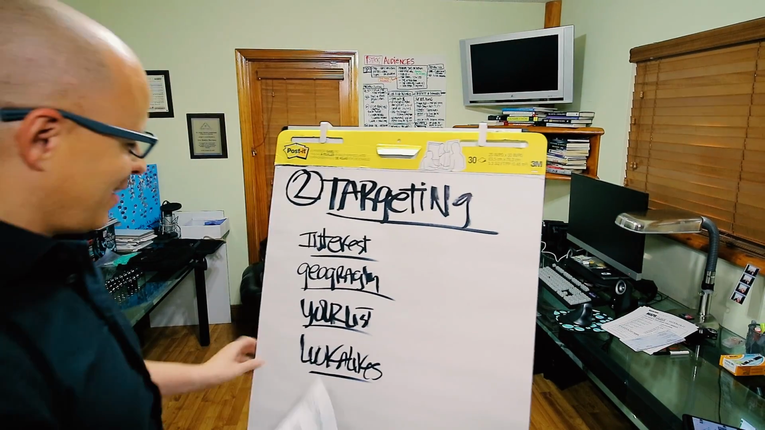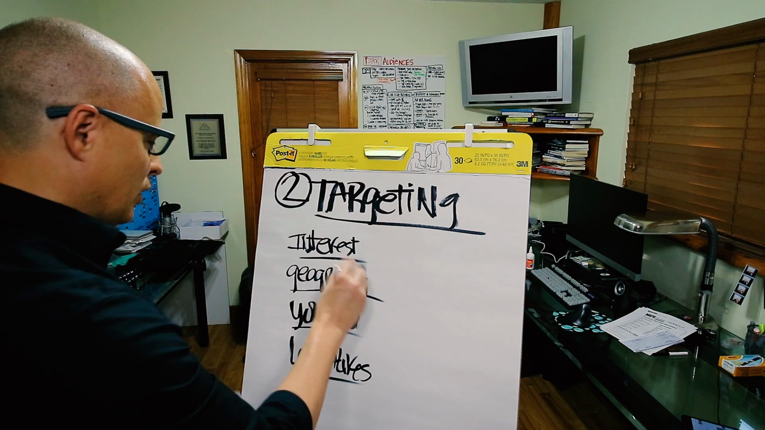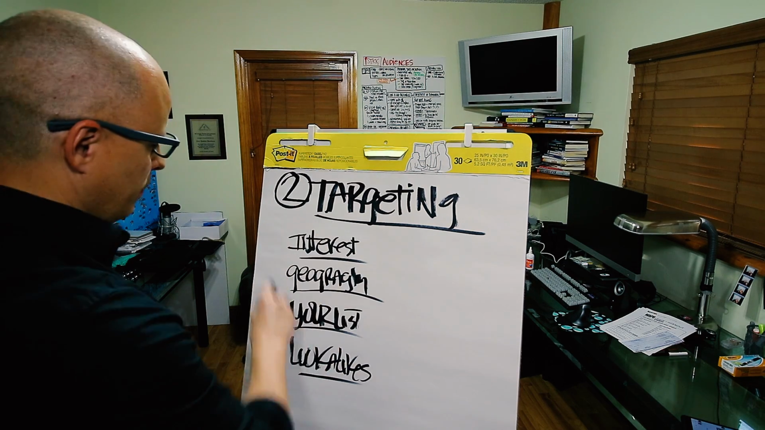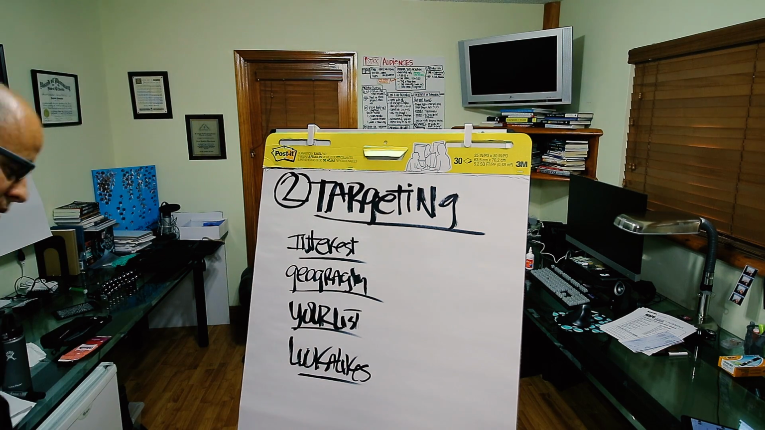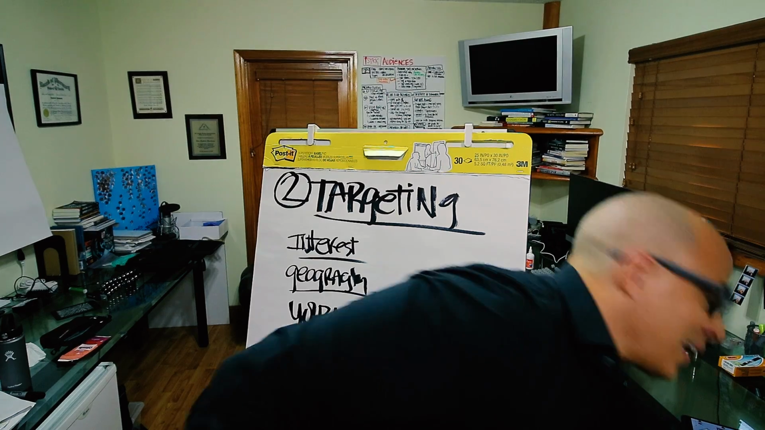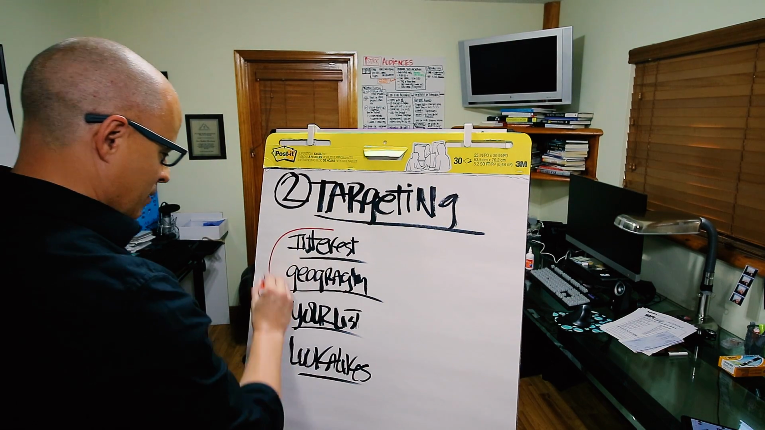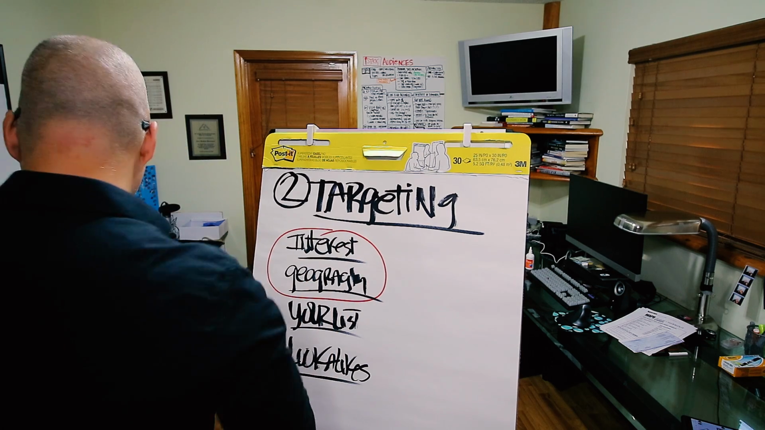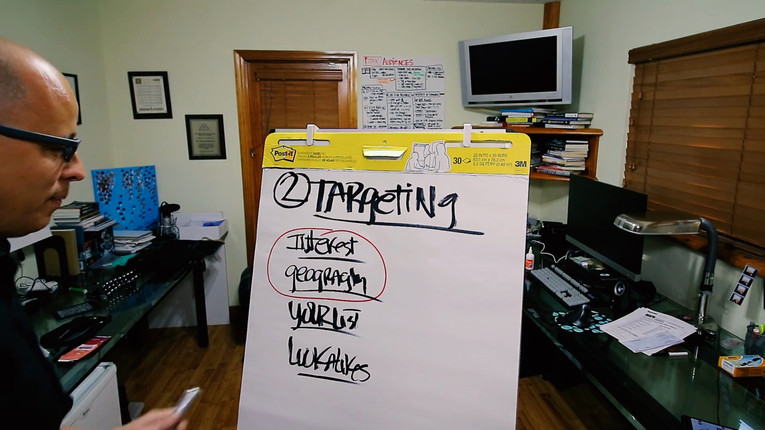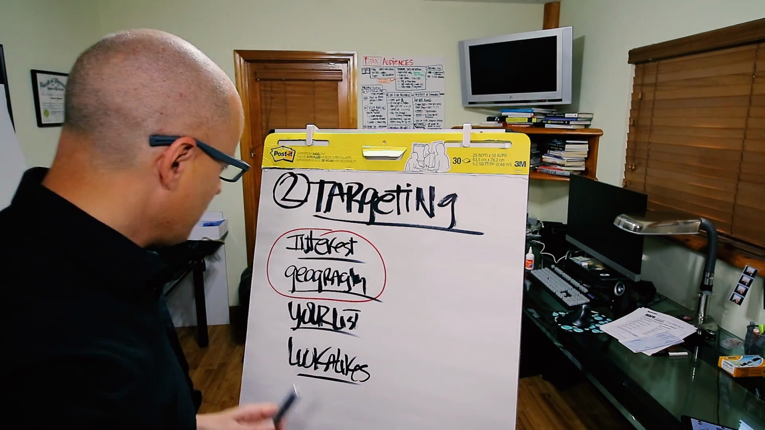Okay. All right. Let's talk about geography. Let's talk about these two together. I'm not a one marker guy, okay? Because I have red. We're going to put these two together right there. All right. So red, interest and geography.